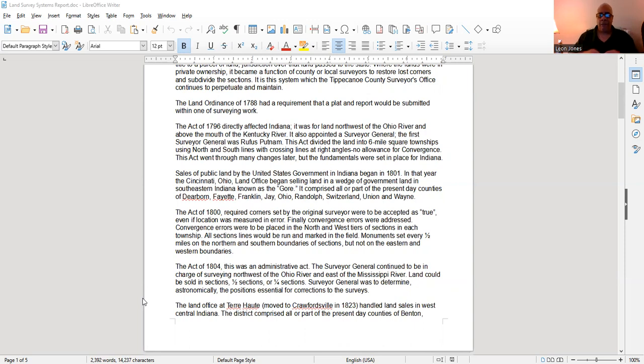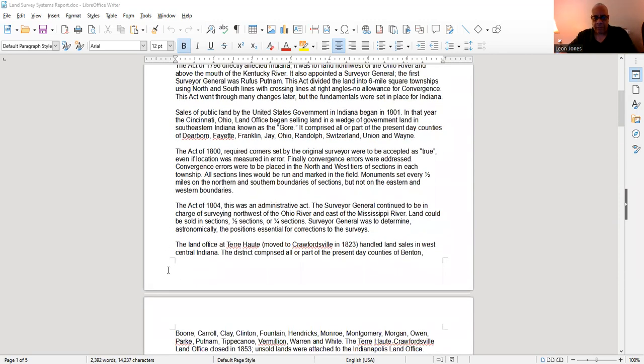Monuments set every half mile on the northern and southern boundaries of sections, but not on the eastern and western boundaries. Then you had the Administrative Act of 1804, and that's when the Surveyor General continued to be in charge of surveying northwest of the Ohio River and east of the Mississippi River. And that's when land could be sold in sections, half sections, or quarter sections. And the Surveyor General was to determine astronomically the positions essential for corrections to the surveyors or to surveys.